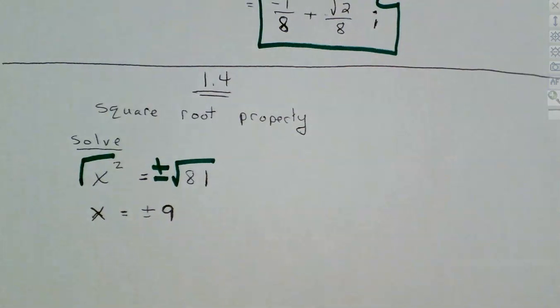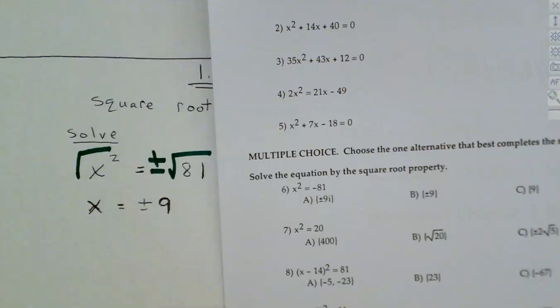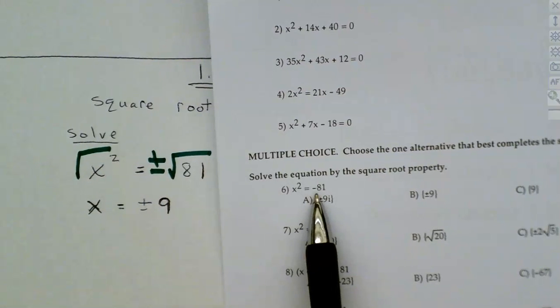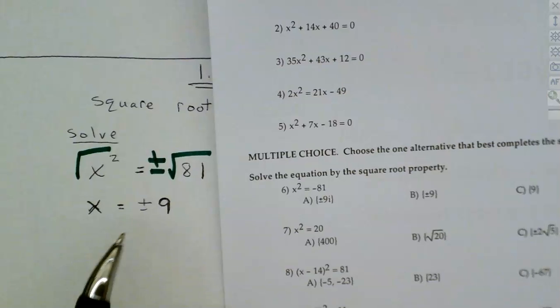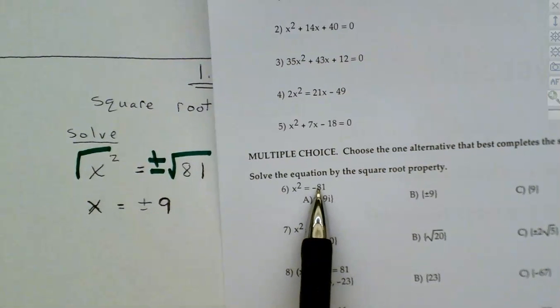Not 9i. Now, look at question 6 in your homework. What's the difference between this one and this one? Just the negative, right? And if it's negative, when you take a square root, what does it give you? I, right? So this one would be a little bit different. What we just did was plus or minus 9. What would this one be? This one would be plus or minus 9i.